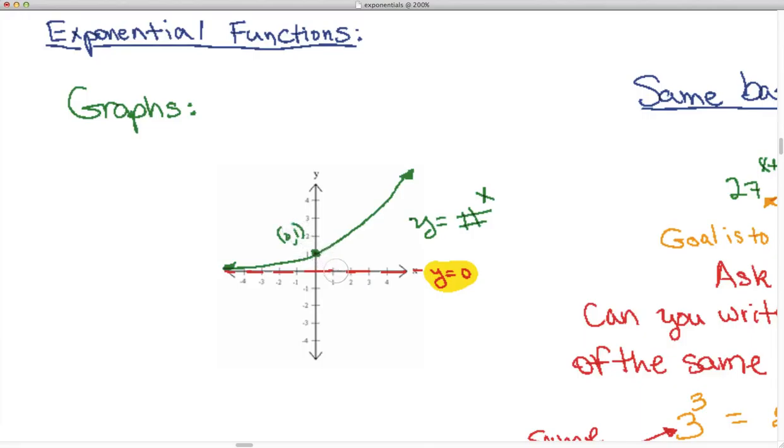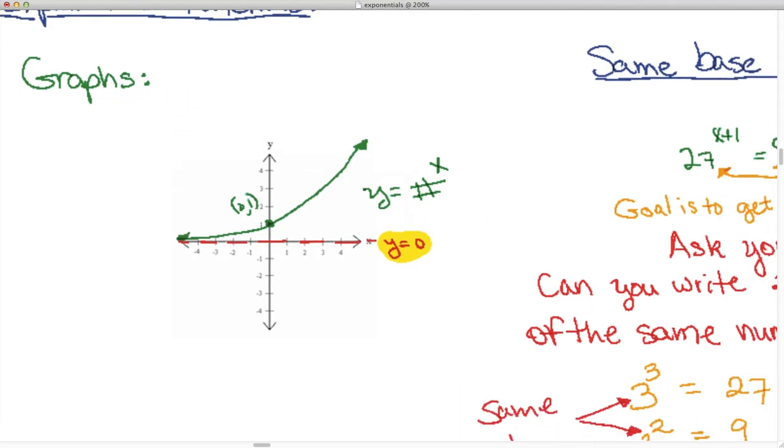The intercept for the logarithmic graph was (1, 0), and it was an x-intercept. So here we have a y-intercept that's (0, 1). This holds true for any number including e to the x, because e is 2.718.